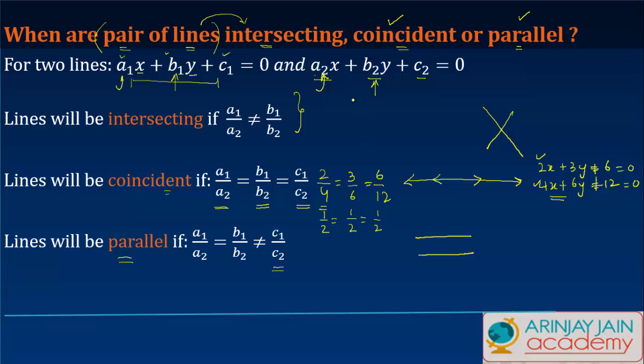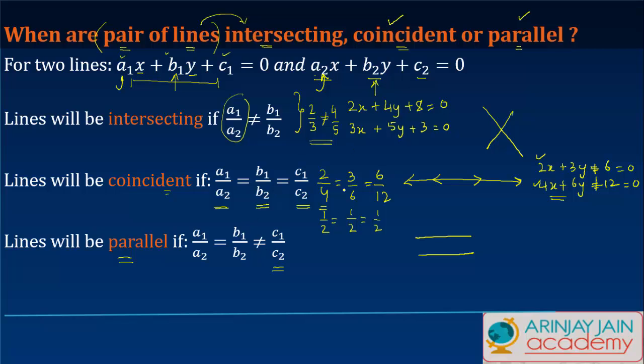On the other hand, if I had 2x plus 4y plus 8 is equal to 0, and 3x plus 5y plus 3 is equal to 0, in this case a1 upon a2 is equal to 2 by 3, and b1 upon b2 is equal to 4 upon 5, and these two are not equal. So we say that these two lines are intersecting because a1 upon a2 is not equal to b1 upon b2.